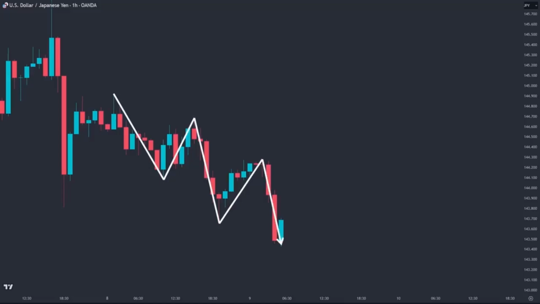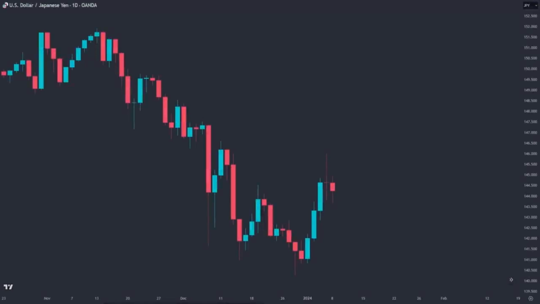The next step is to zoom out to the higher time frames such as weekly and daily to observe the larger scale. We do not want to complicate our trading. We only use the daily time frame to determine the overall market direction and identify key levels.